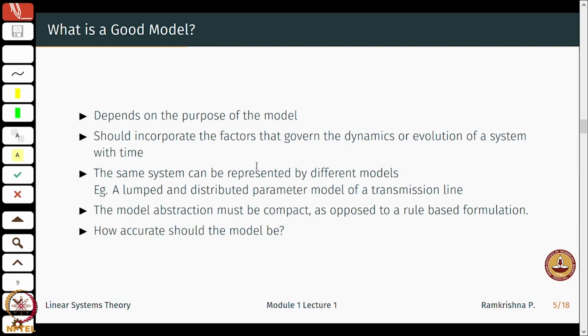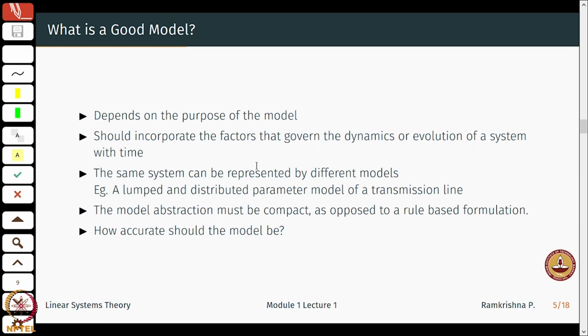So, the abstraction should be compact, as opposed to a rule based formulation, which people from computer science possibly used to use, where if this happens then something like this would hold true, if something else happens, something else holds. We can't really have an exhaustive list of rules for a modeling purpose, right. So, we want it to be compact and descriptive enough.